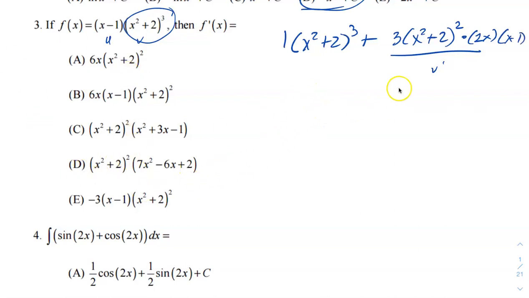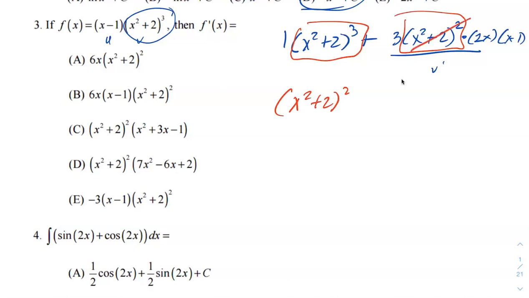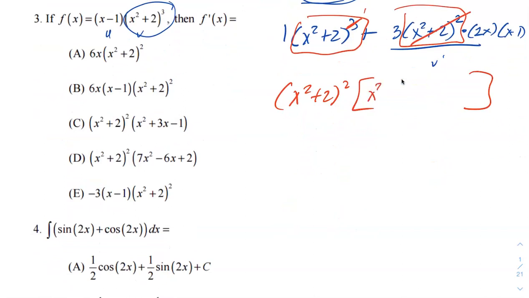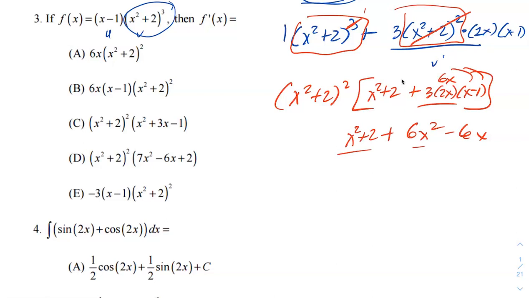Now, if you notice, my answer doesn't match one of these. I gotta do a little more, so I gotta factor out. You could always factor out this guy, right? They always have the same one of that with the power. So pull that out, this one, x squared plus 2 squared. That's gone. There's only one of these guys left. What's left on the inside is x squared plus 2 plus 3 times 2x times x minus 1. Simplify this a little bit. That's 6x. Distribute: 6x squared minus 6x plus x squared plus 2. Add these up, I get 7x squared minus 6x plus 2 times the thing I pulled out. So that'll be this one, D.